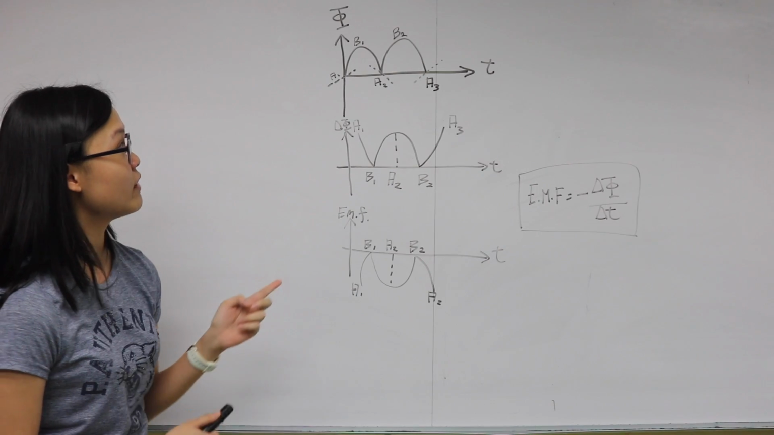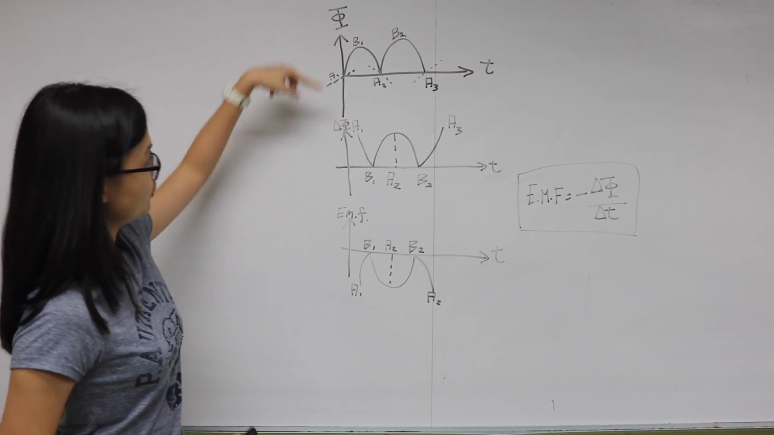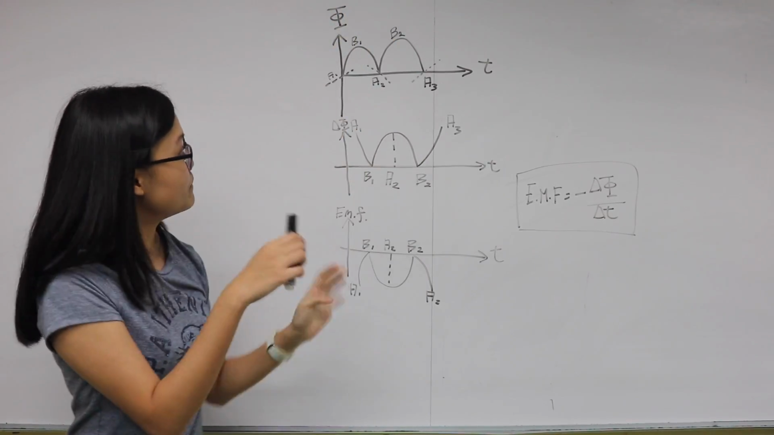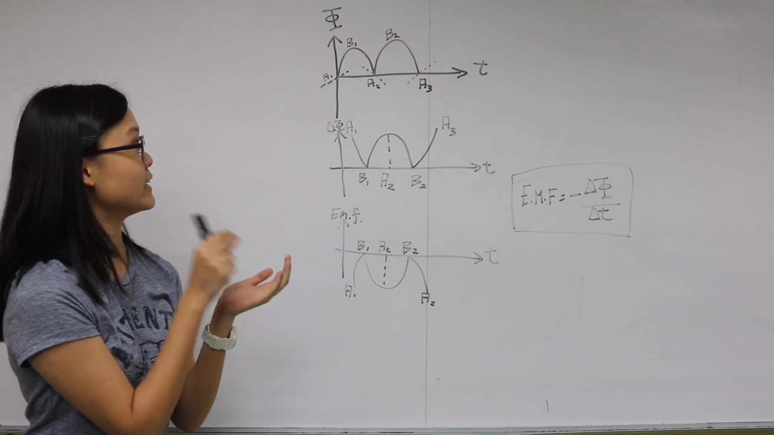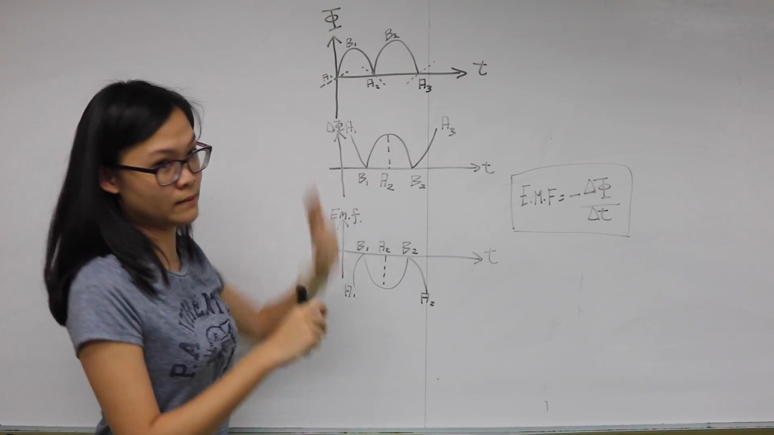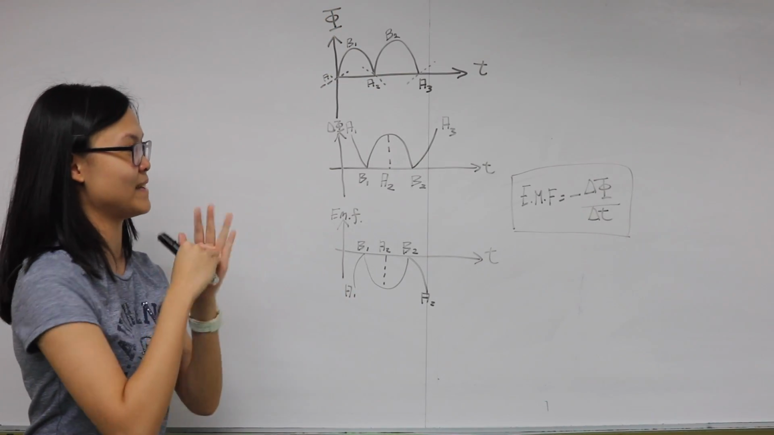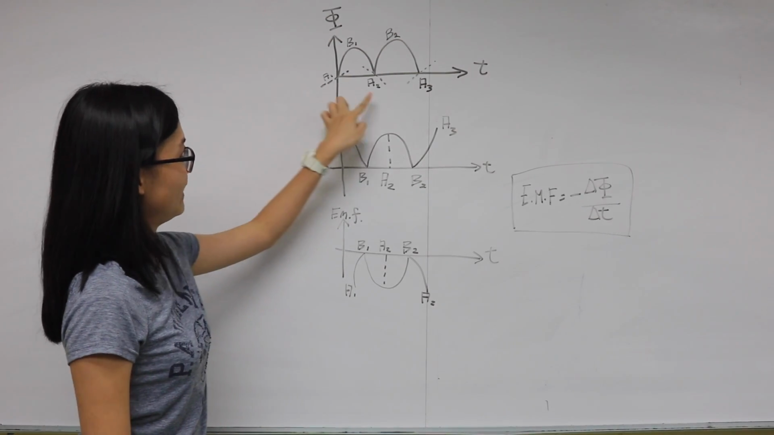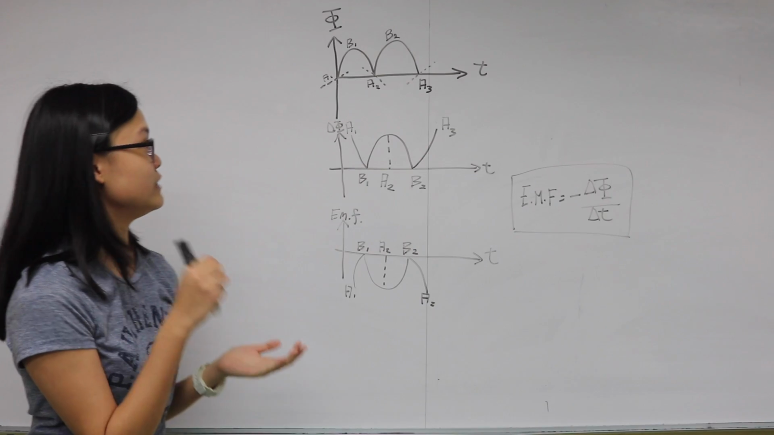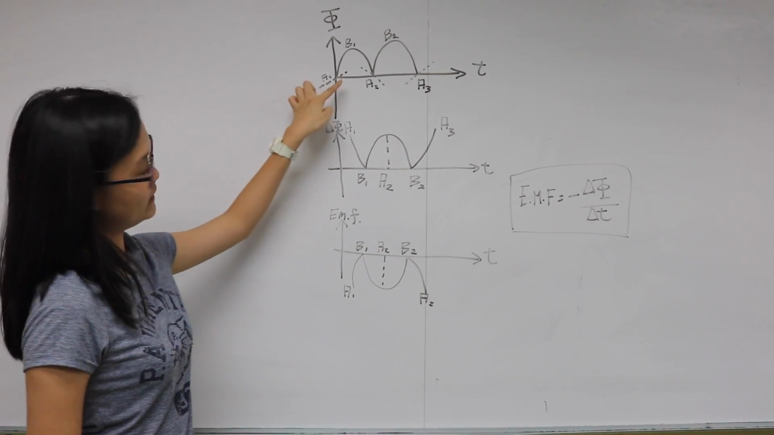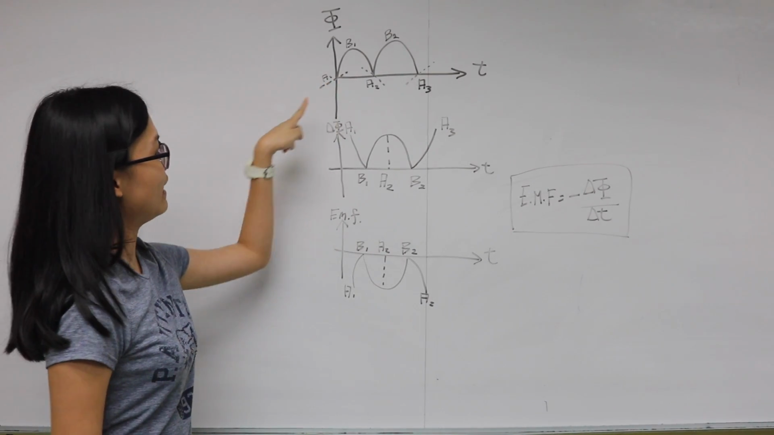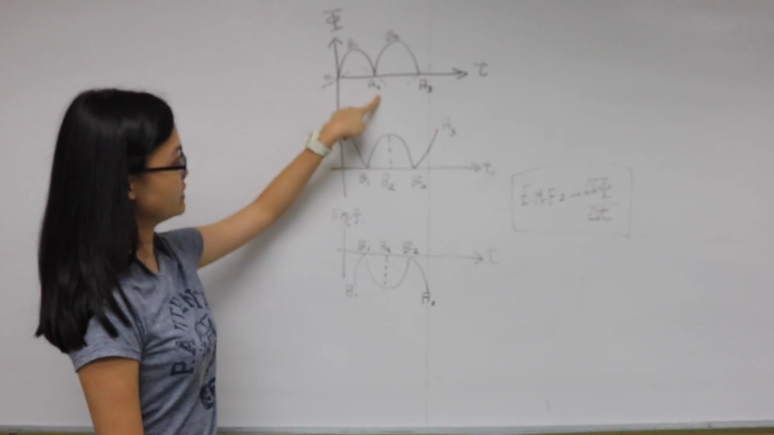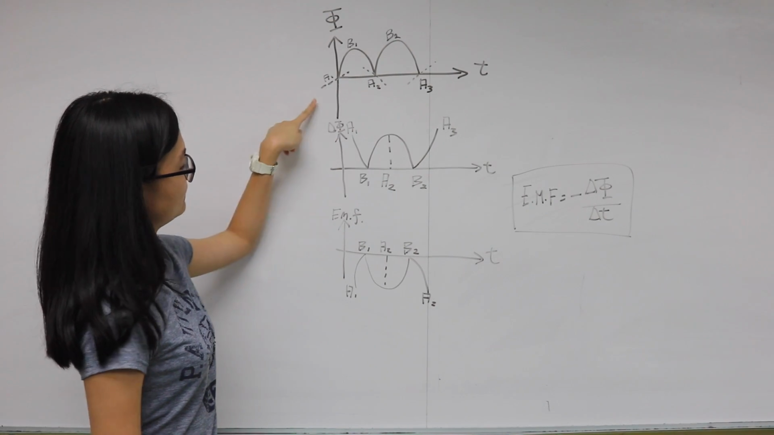The first graph is in this shape because at B1 and B2, the change in the magnetic flux is at maximum because they intersect at the maximum point. And for A1, A2, and A3, the value is 0. For this, the gradient is positive and increasing. For this one, it is decreasing and also positive. And A3 is the same as A1.